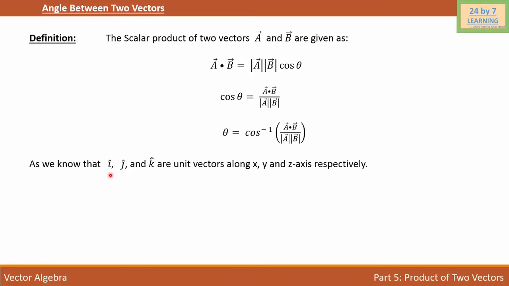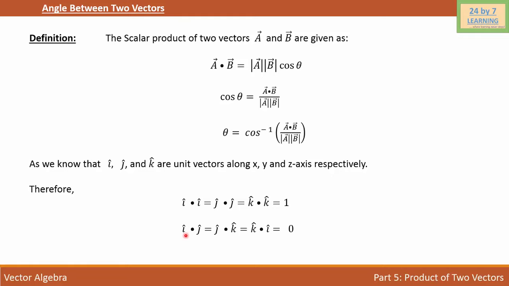As you know, vectors i, j and k are the unit vectors along x, y and z axis respectively. So vector i times i is equal to 1, vector j times j is equal to 1, and vector k times k is equal to 1. It simply means that the dot product of a unit vector by itself is equal to 1, and that's why we have vector i dot vector i is equal to vector j dot j is equal to vector k dot k, and all these three multiplications are equal to 1.